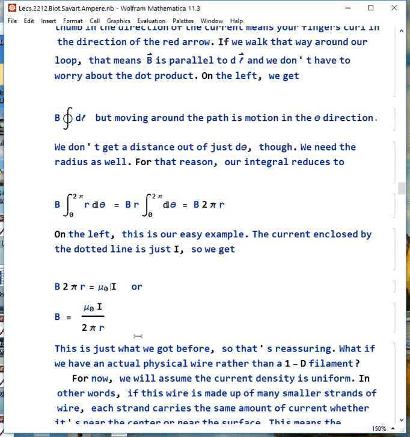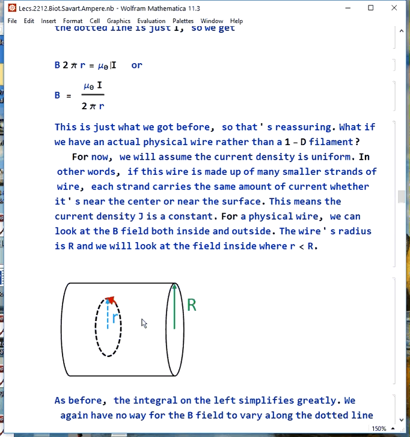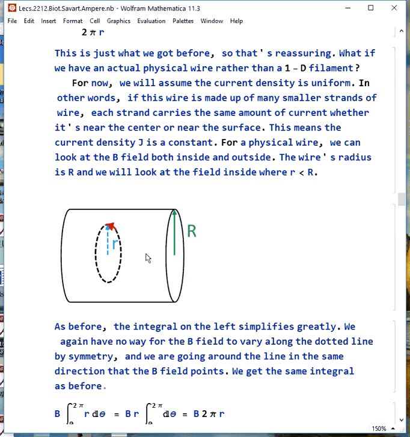What if we have an actual physical wire rather than this imaginary 1D filament? For right now, let's assume the current density is uniform. So in other words, if the wire is made up of many smaller strands of wire, each strand carries the same current, whether it's near the center of the wire or near the surface. That's what makes J a constant. For a physical wire, we can look at the B field inside and outside the wire. We'll say the wire's radius is capital R, and we'll look at the field inside, where little r, our Amperian loop, is smaller than big R.